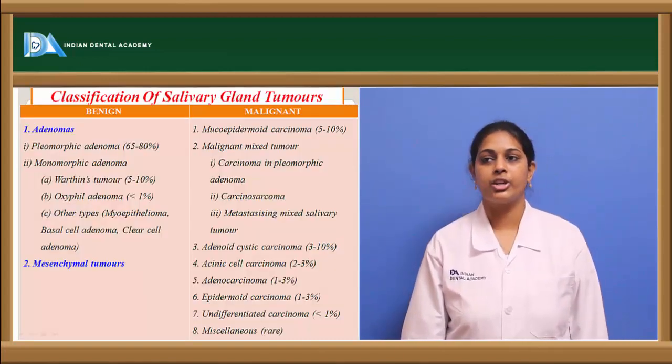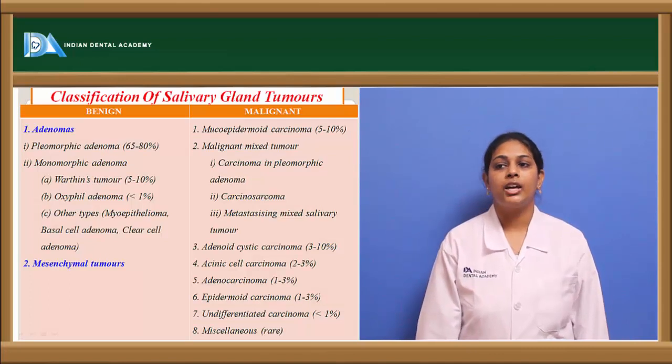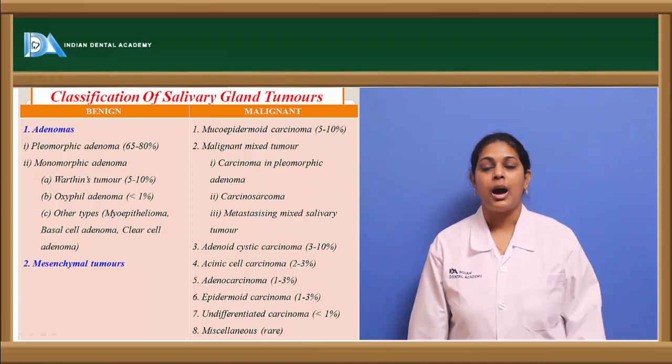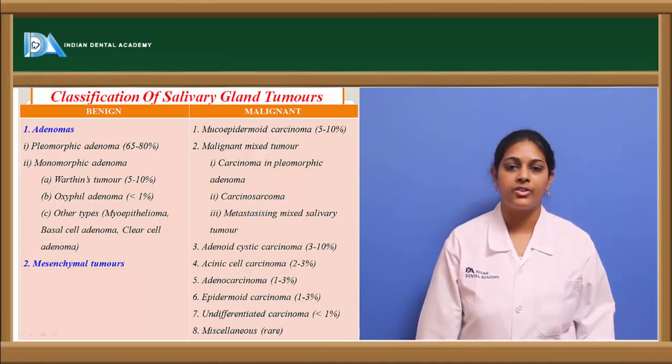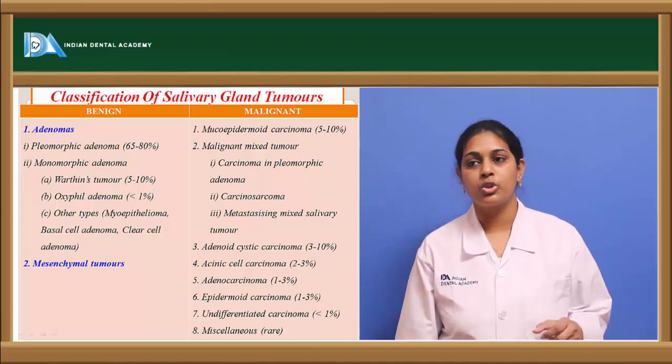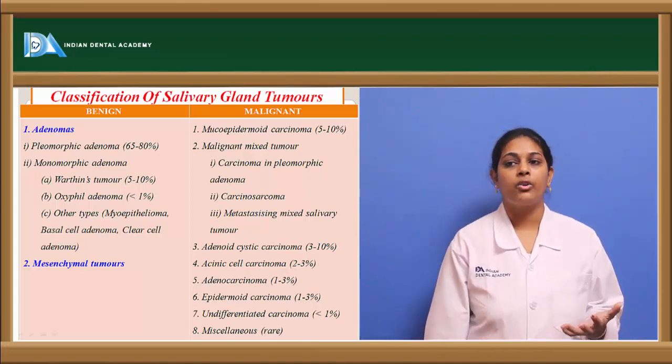Next, coming to the classification of salivary gland tumors. These can be classified broadly into benign tumors and malignant tumors. Among the benign tumors, they are further classified into adenomas and mesenchymal tumors. In the adenomas, the most commonly occurring tumor is the pleomorphic adenoma.